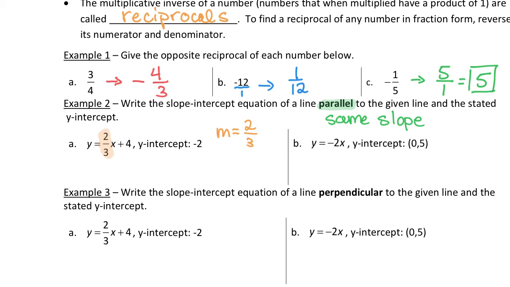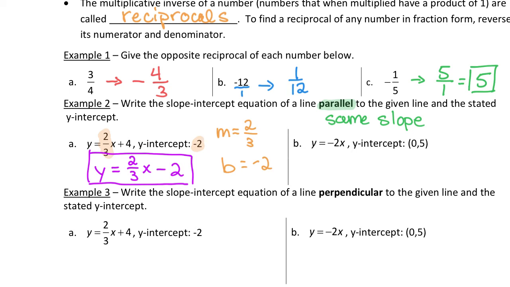Then it's going to have a different y-intercept. The y-intercept given is -2. So I'm just going to write that down as b. And now I'm going to finish by writing my new equation. So my new equation is y equals 2/3 x, but this time -2. I have a different y-intercept. So what I'm saying is that there's some other line that's parallel to that first given line. So the first line is y equals 2/3 x plus 4. The new line that's parallel to it has an equation of y equals 2/3 x minus 2.